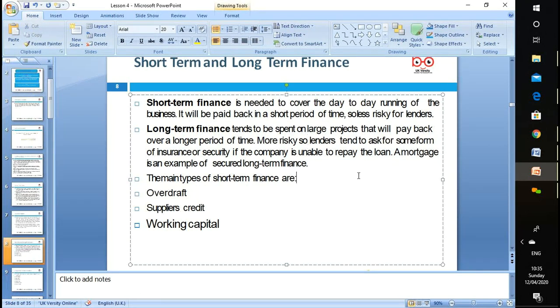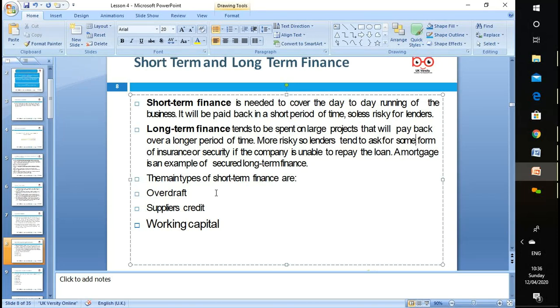So for lenders it is more risky. So the lender asks you for some form of insurance or security for the company if you can't pay it. A mortgage is an example of secured long-term finance.